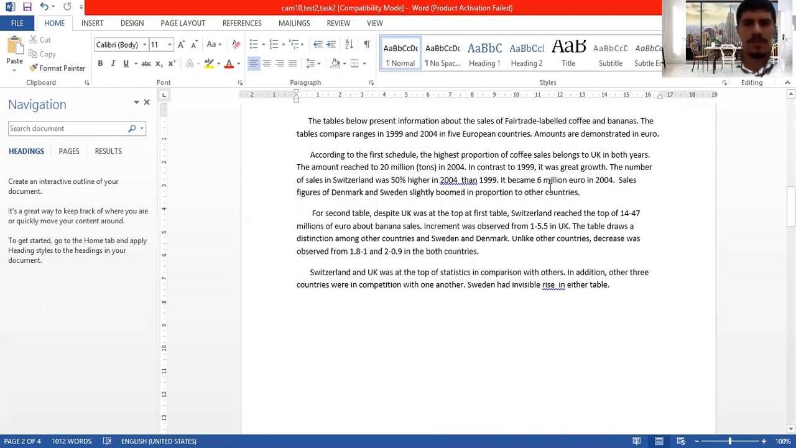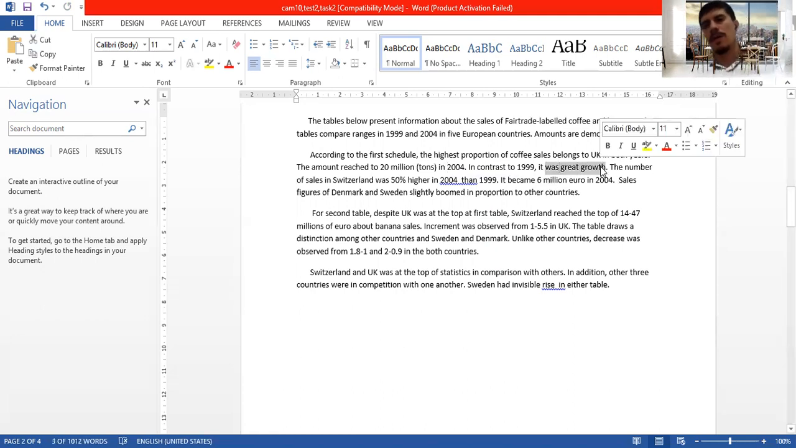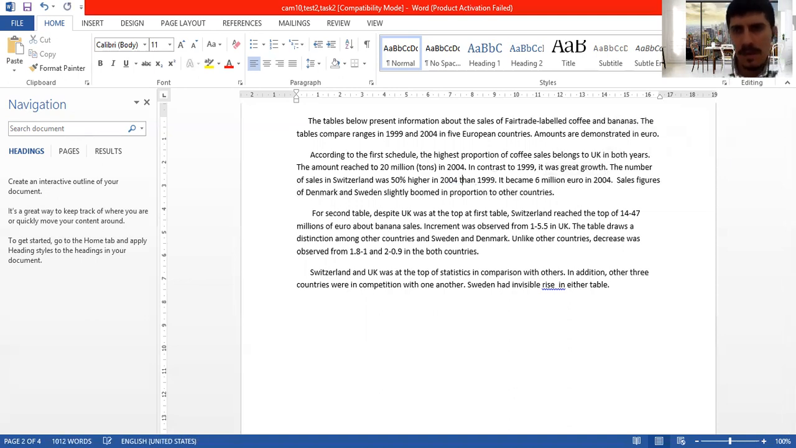So it's against British spelling. In contrast to 1999, it was great growth. So just pay heed to which specific vocabulary and collocations can be used with growth or with any other word from the task 1 document. The number of sales in Switzerland was 50% higher in 2004 than 1999. It became 6 million euros in 2004. Euros, right? It's plural. And sales figures of Denmark and Sweden slightly boomed in proportion to other countries.